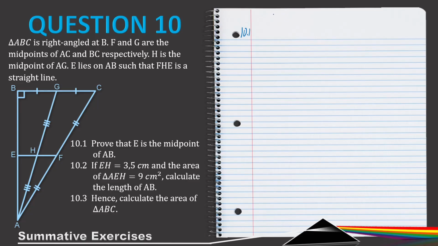So 10.1, first of all, we have that HF is parallel to GC, and we're simply going to say that's because of the midpoint theorem. Okay, then we're going to say therefore HE will be parallel to GB. Next, we can just state that H is the midpoint of AG.